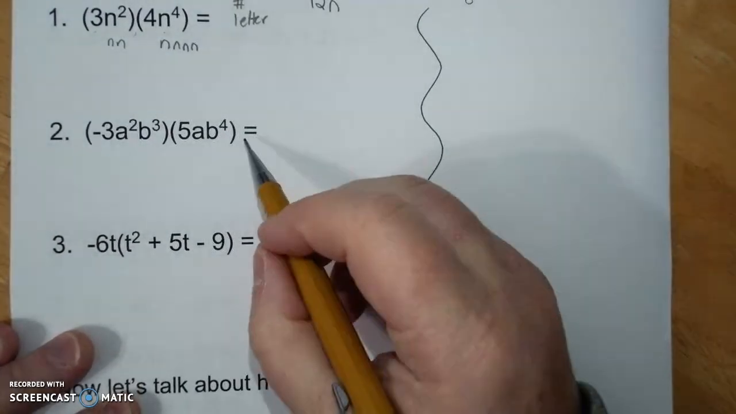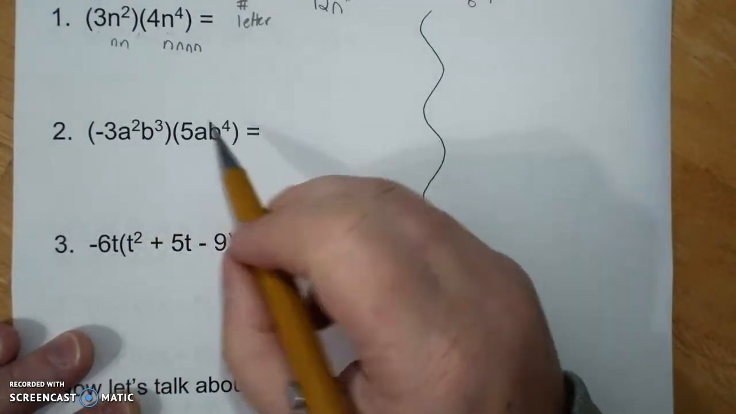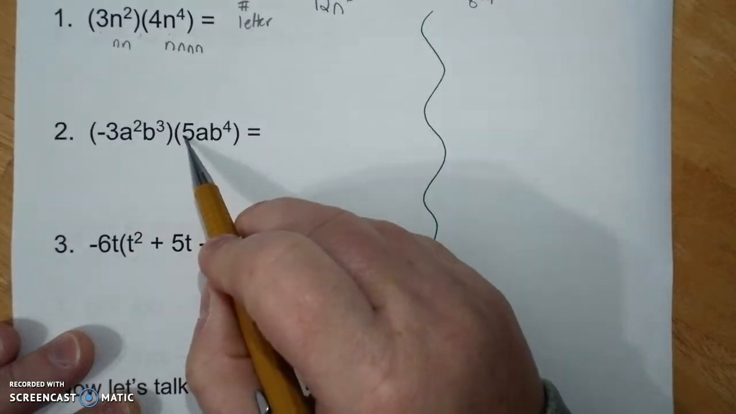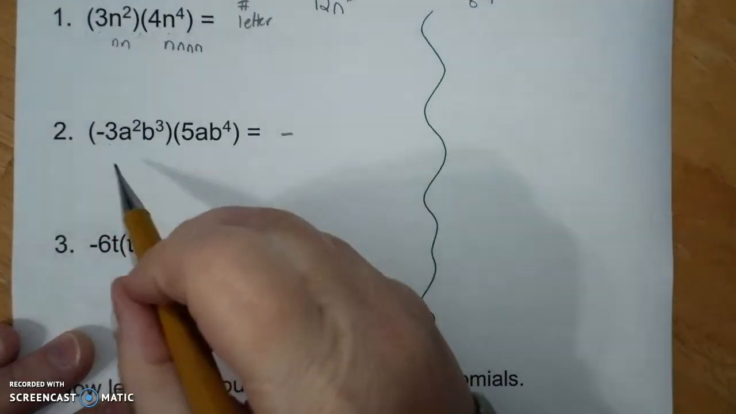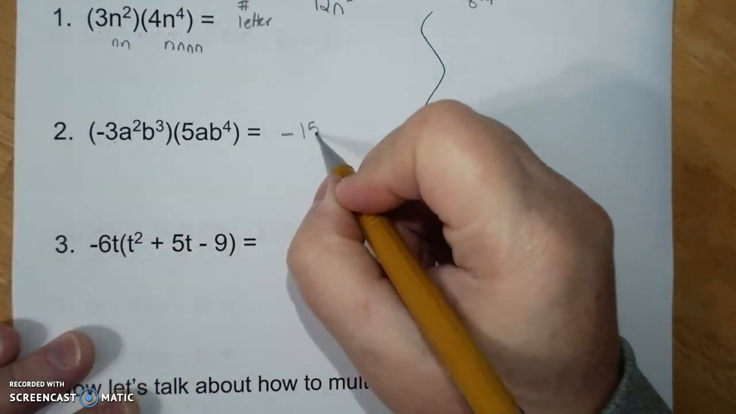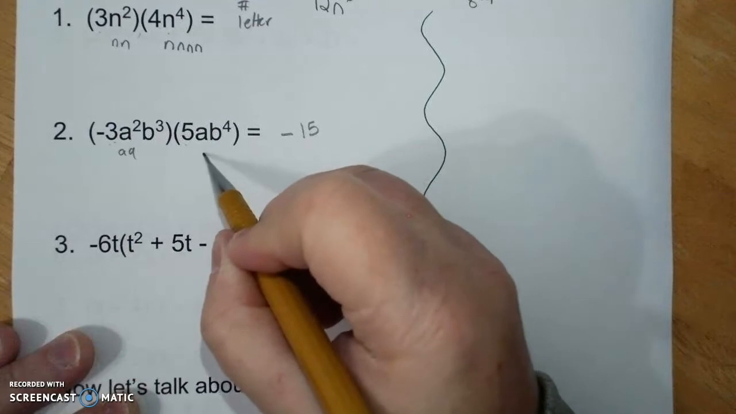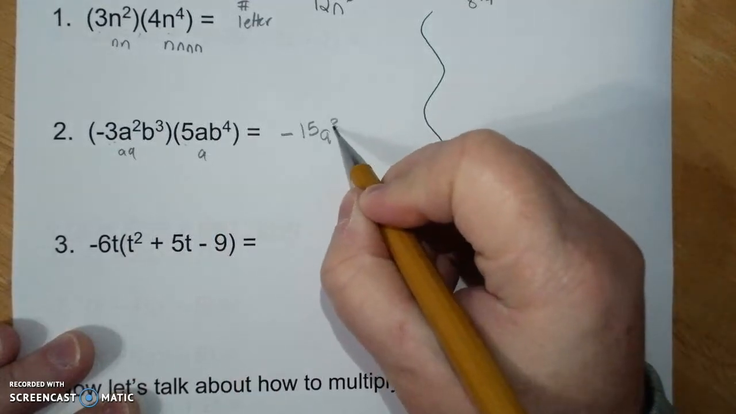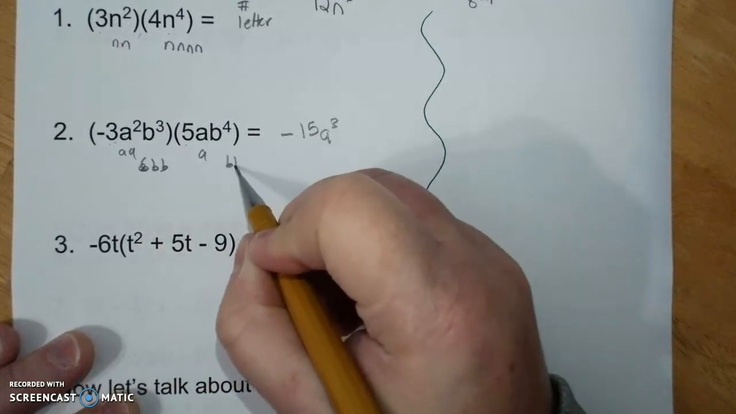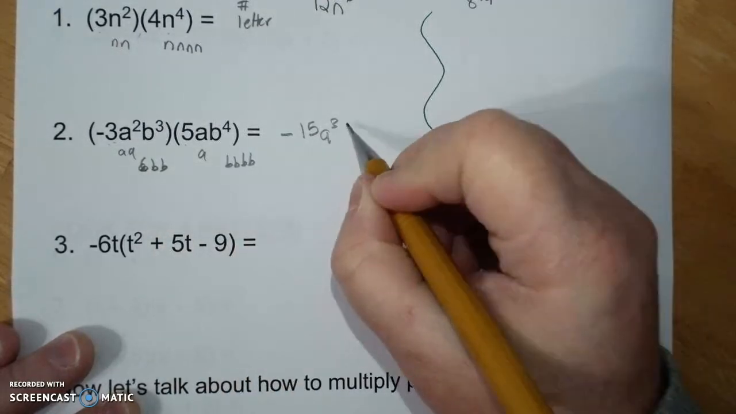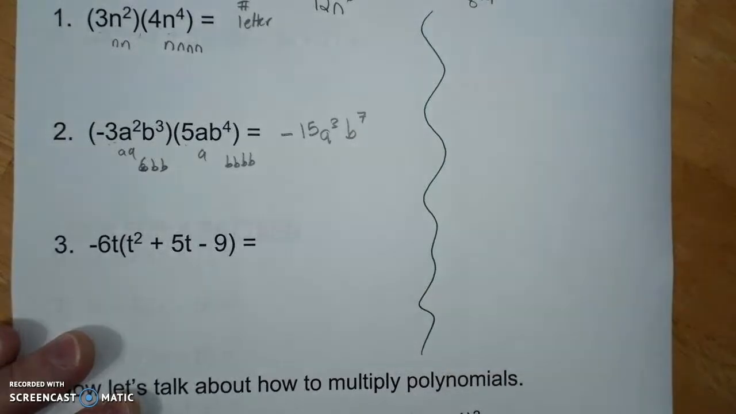Okay, so this is, again, sign. Negative times a positive is a negative. And then I don't have to deal with that sign anymore. 3 times 5 is 15. There's 2 here. There's 1 here. That's a to the third. There's 3 here. There's 4 here. And there's 7. And that's my answer.